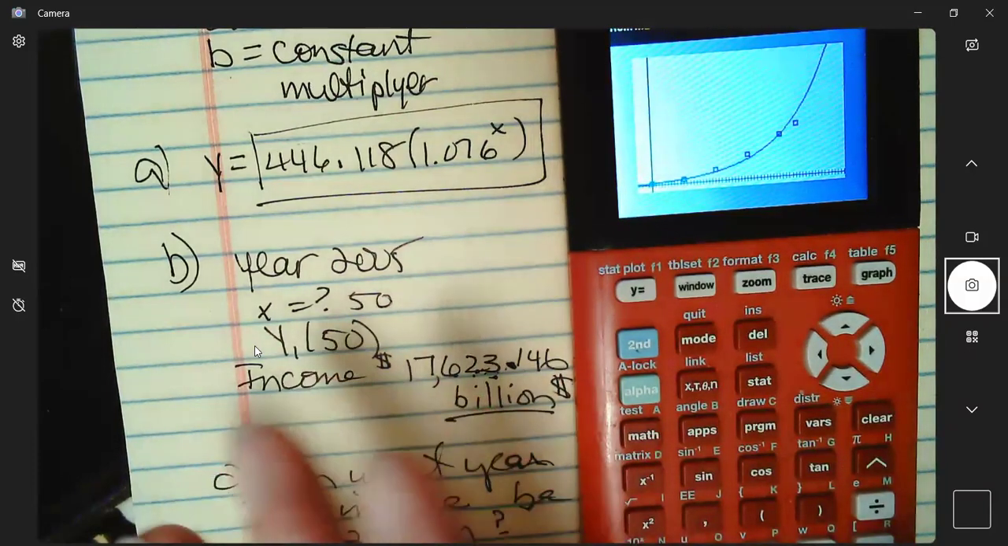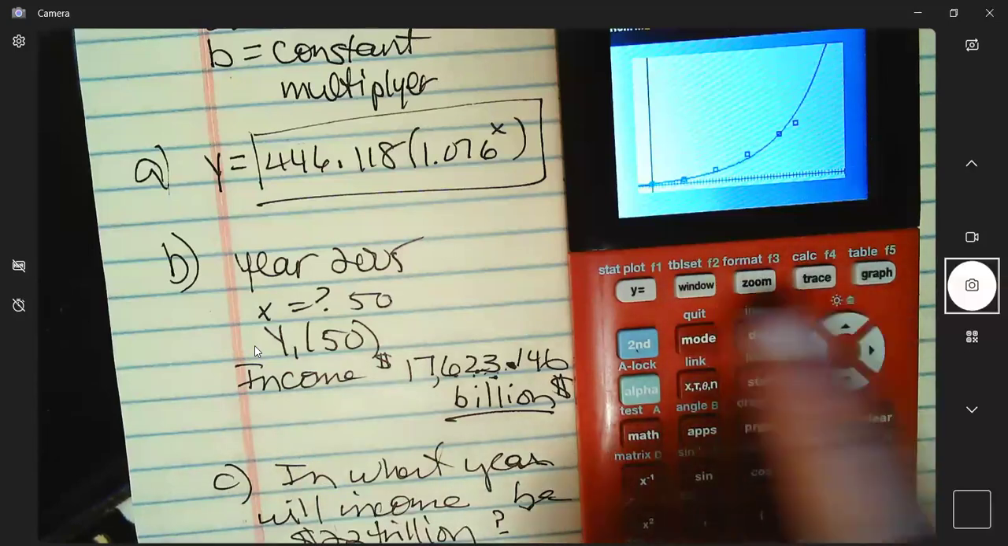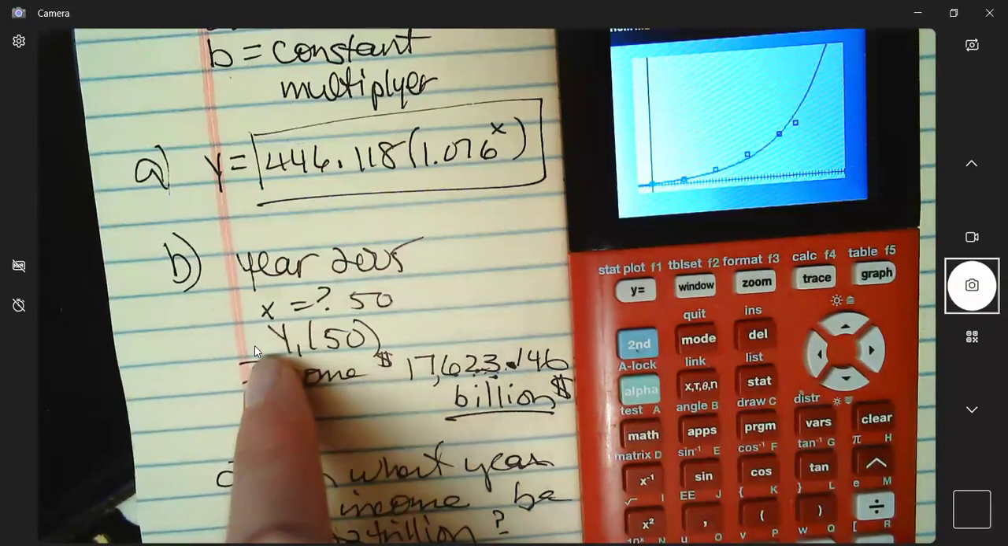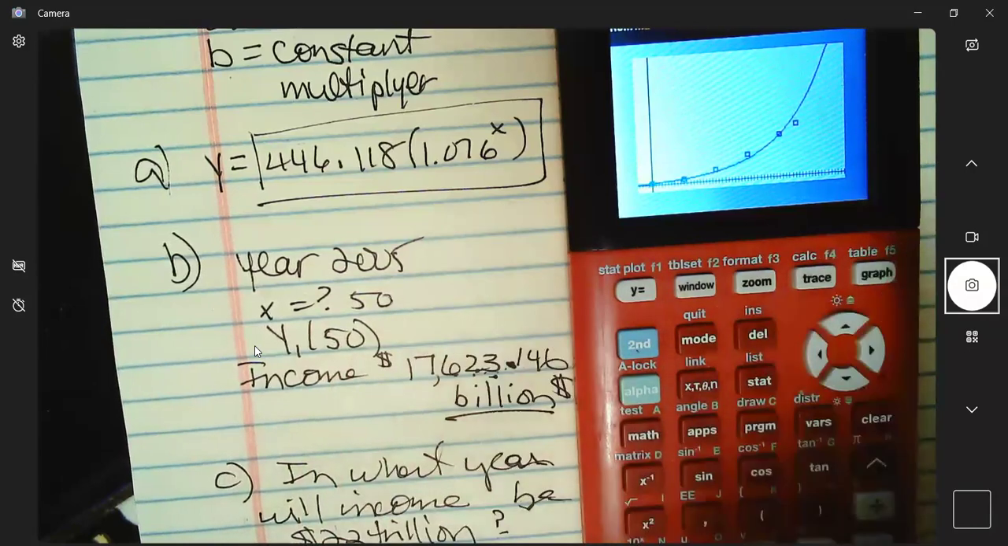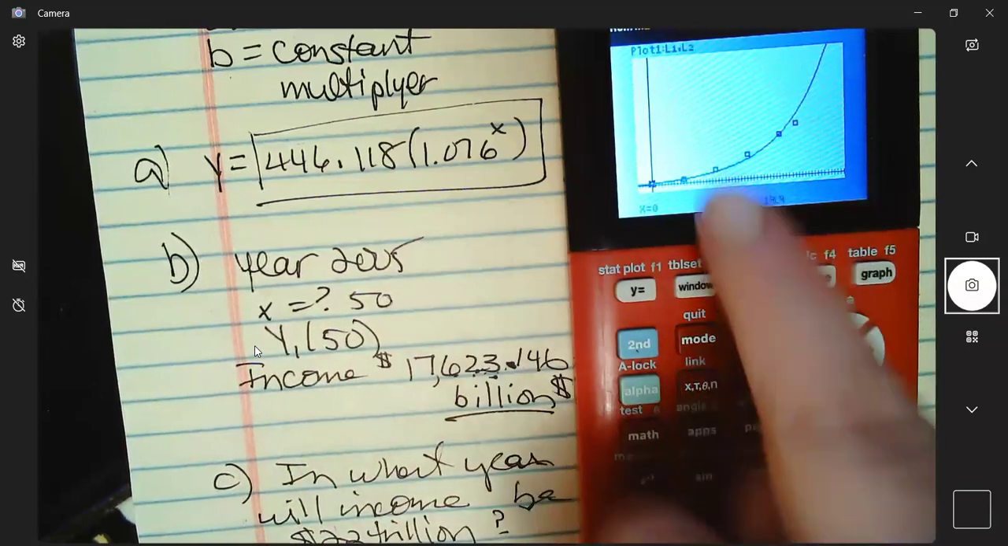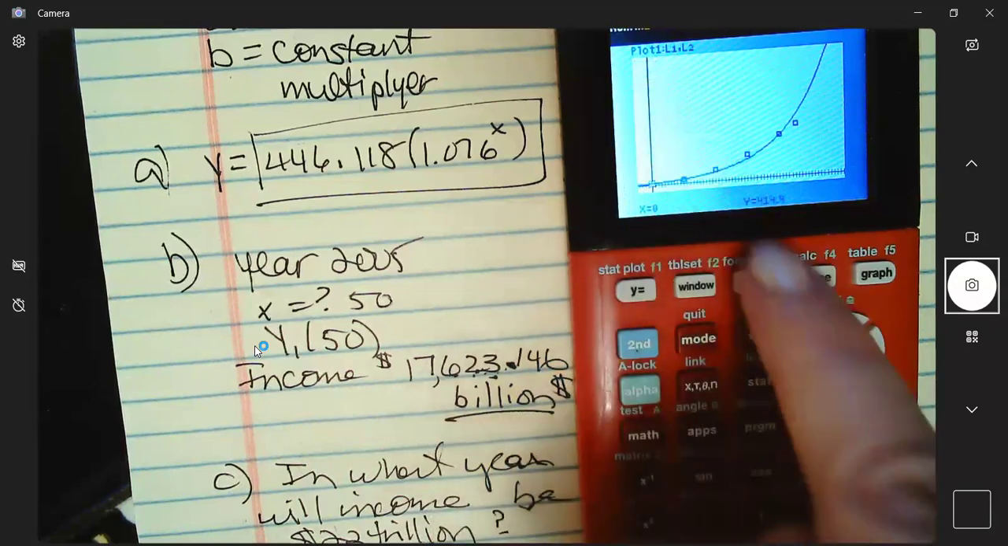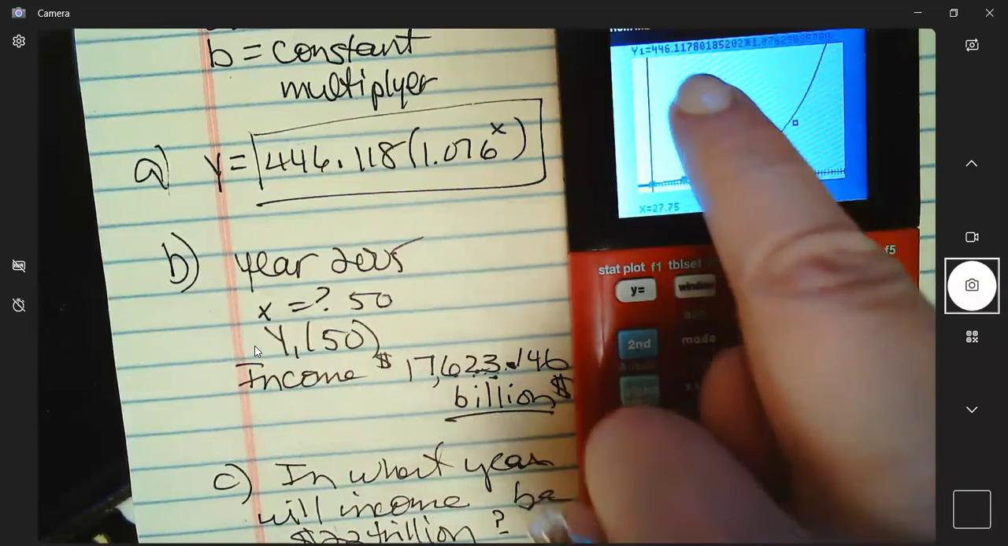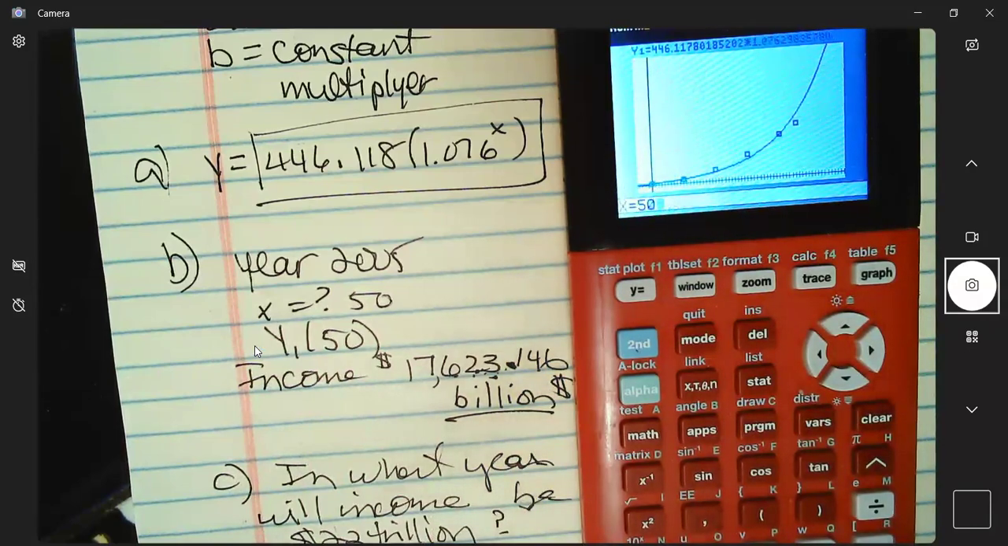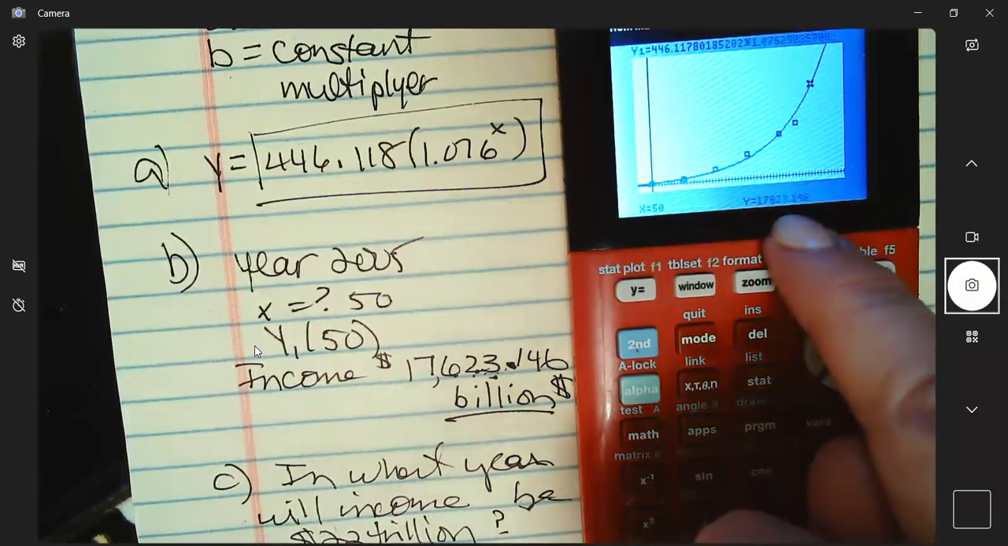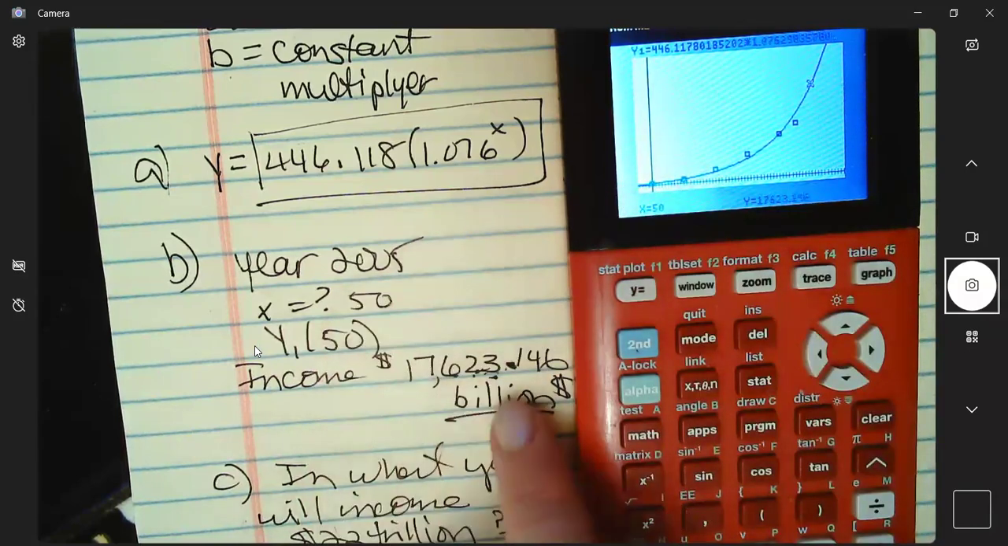And what I was trying to do earlier, but I didn't have my window set up yet, is where I just used the main screen and typed in Y1 at 50. If I was looking at the graph, I could also hit trace. Now I don't want to be on the plot, so I hit the down arrow to get onto my function. Now I'm on the function. I could just type 50 from here and see how it gives me the same number, 17,623.